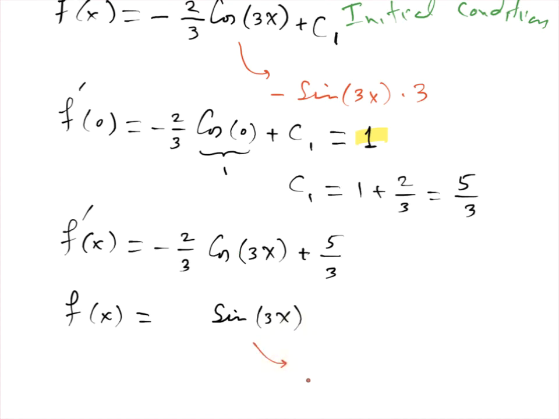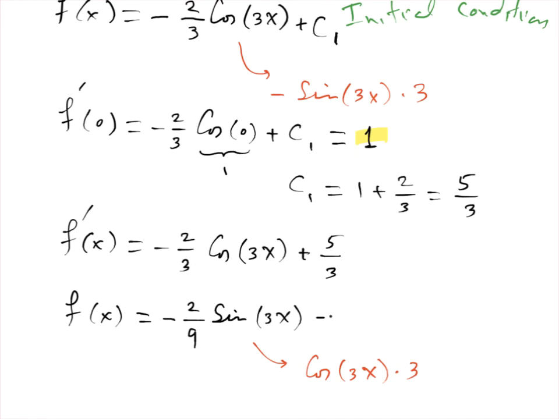its derivative is cosine 3x times 3 by the chain rule, times the derivative of the inside function. But instead of cosine 3x times 3, I have negative 2/3 times cosine 3x. So I have to adjust the coefficient. The minus stays, and the 2/3 has to be divided by this 3. So that becomes 2/9, because 3 times 2/9 is 2/3.